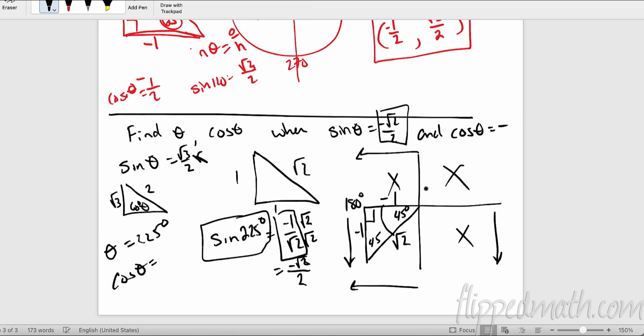Now check it out. My cosine is going to be adjacent, this angle here, negative 1 over radical 2. And I told you when you see 1 over radical 2, that is automatically a radical 2 over 2 after you rationalize it, and it's negative. So there would be cosine.